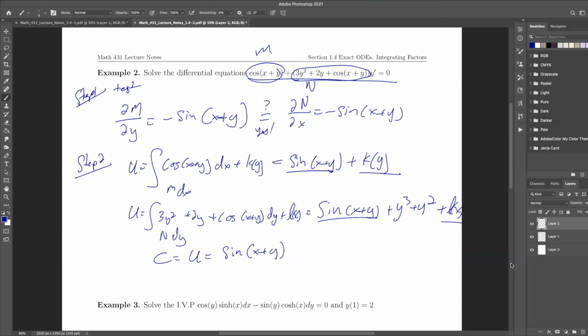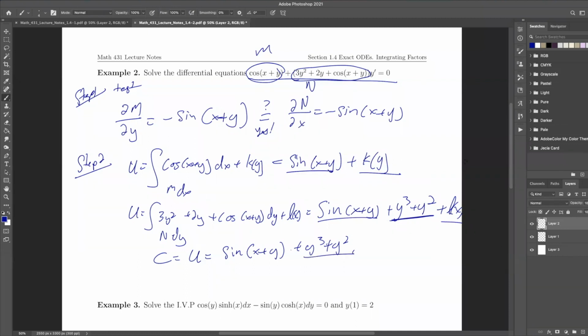So here I have sine of x plus y. And then I know I'm adding some function of y. So let's go ahead and add that function of y. Okay. And then I have to add some function of x, which agrees with this. But notice there's no x's here. And so here we made this agreement. What's my k of y? Well, it's some unknown function.